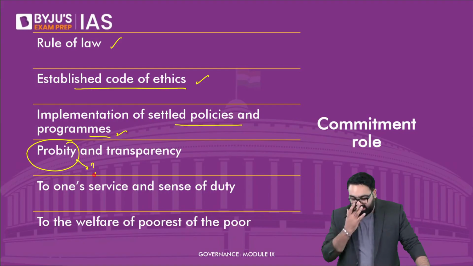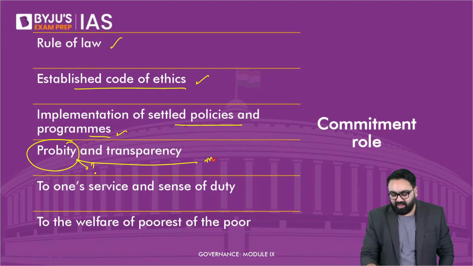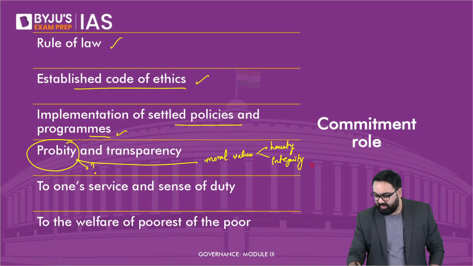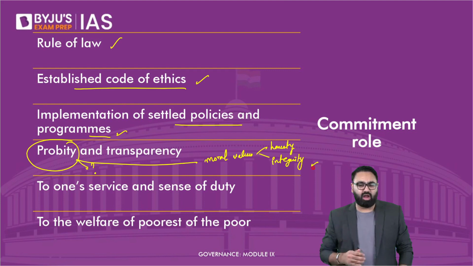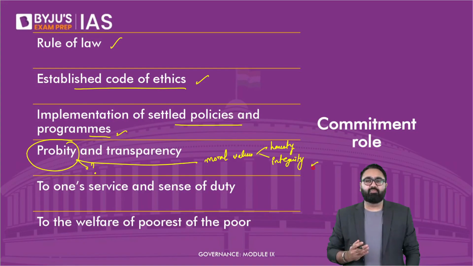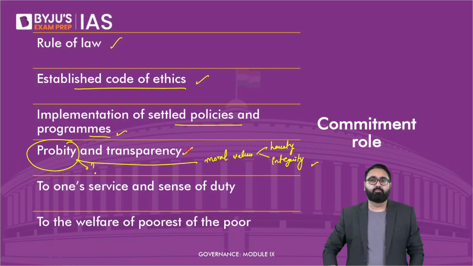So in simple terms, if you have to define probity, it means showing moral values that can include honesty, that can include integrity, etc. So show moral values, be honest, be integral, make sure that you display high moral grounds. This is what probity is. We have discussed this earlier as well. You have to set an example as a civil servant. You have to be extremely transparent about what you are doing.